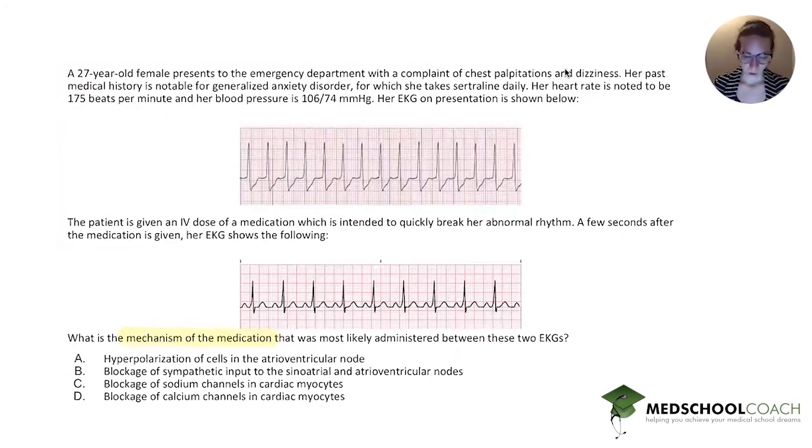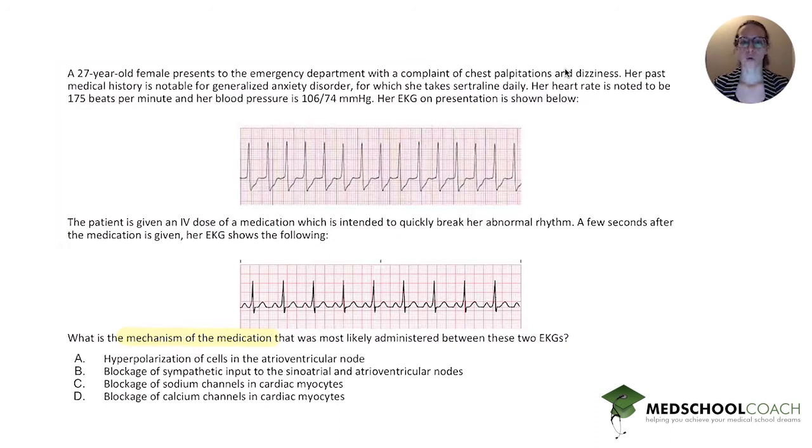So what the difference between the first EKG and the second EKG is telling us is essentially that the medication worked in breaking her arrhythmia. But it doesn't really matter what her underlying diagnosis is. That would be something you could look at more in the second EKG if you were interested in that, but that's not really what the question is asking.